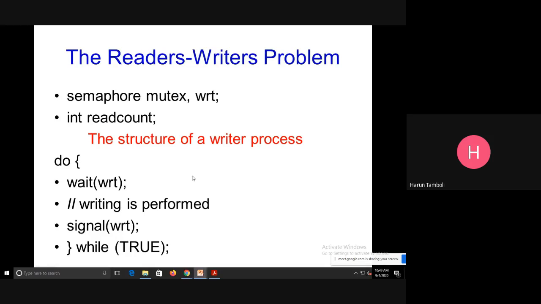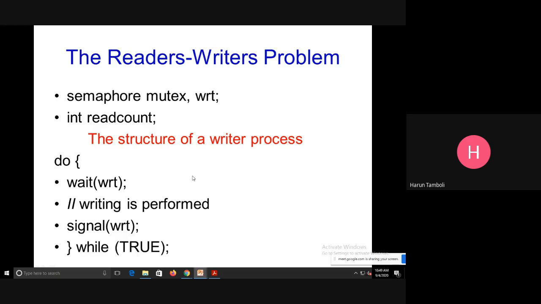The structure of a write process is given here first. In the write process, we can implement our general structure of the semaphore. That is, we perform the wait operation on the write semaphore variable, then perform the writing in the critical section, that is, writing on the shared data, and after that perform the signal operation.